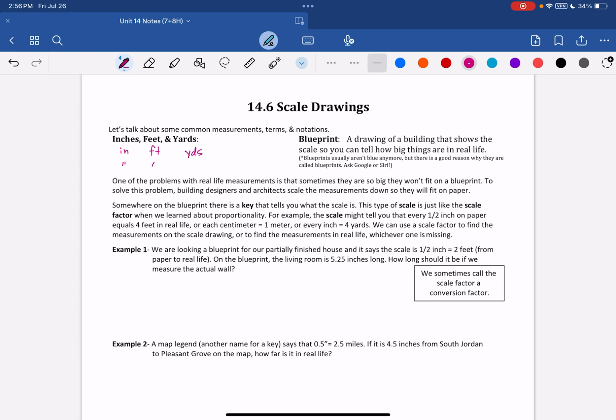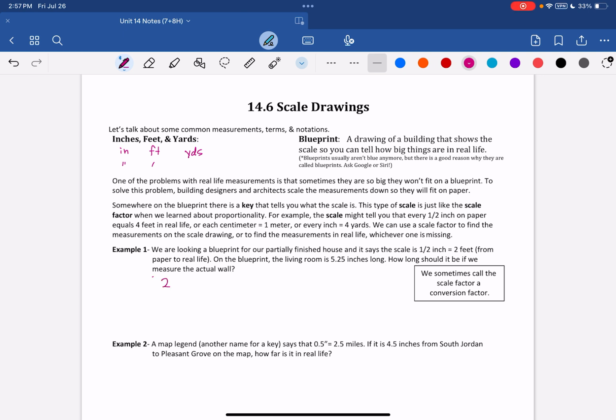So example 1, we're looking at a blueprint for our partially finished house, and it says the scale is half an inch is equal to 2 feet from paper to real life. On the blueprint, the living room is 5.25 inches long. How long should it be if we measured the actual wall?